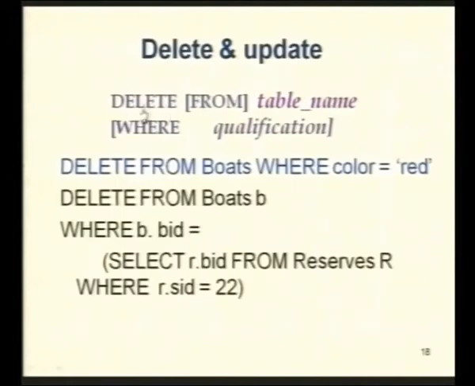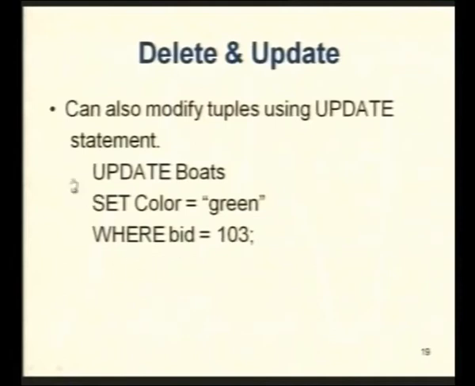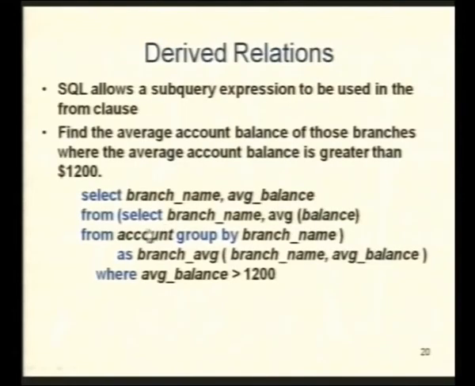Then we go to delete and update. So delete from table name where the qualification. So delete from boats where color equal to red. Delete from boats B where B.BID equal to, select R.BID from reserves R where R.SID equal to 22. So you can have both of these, and this is a much more explicit way of saying the same thing. You can also modify tuples using the update statement. So update boats set color equal to green where BID equal to 103. So you are trying to change the color of the boat here. So that's also possible.